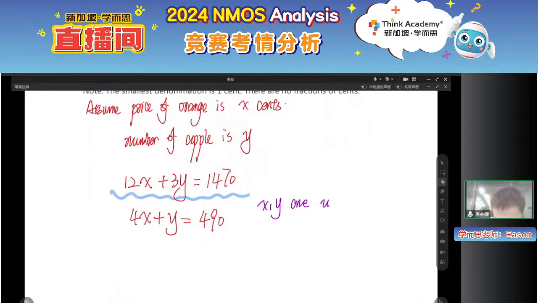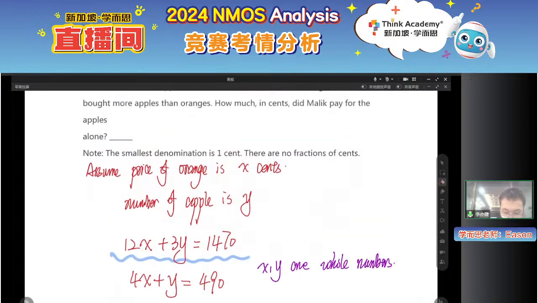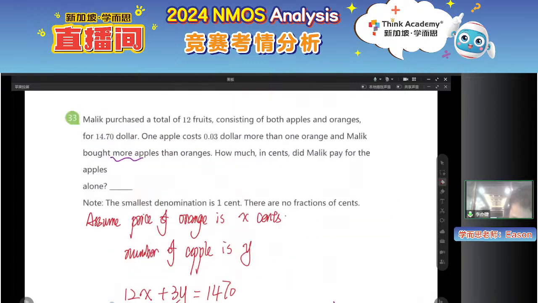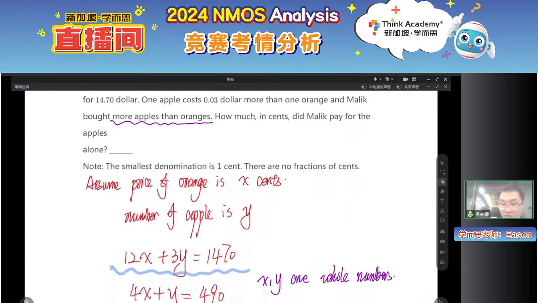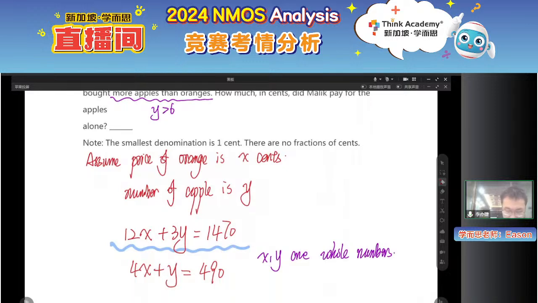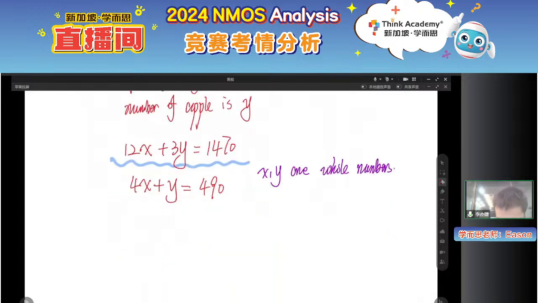Now x and y, first we know that they are whole numbers. Also, apples are more than oranges, so apples are more than half, right? Yes, I know it's $0.03, but I made the equation with sense, so I suppose it's okay. So now because of this, y should be larger than 6, which means we should find the solutions with all the whole numbers here.